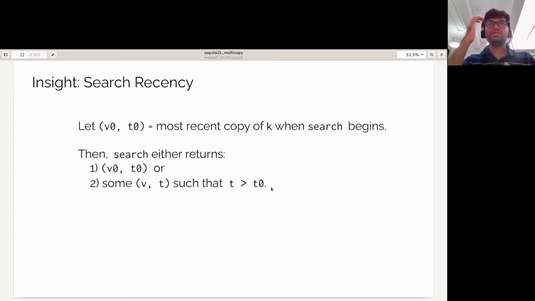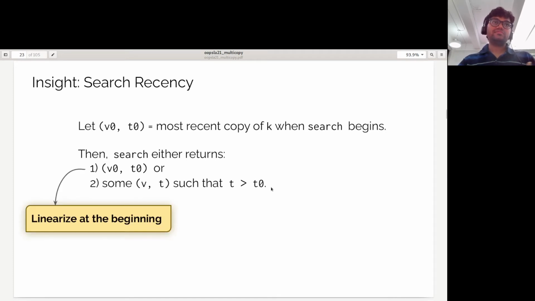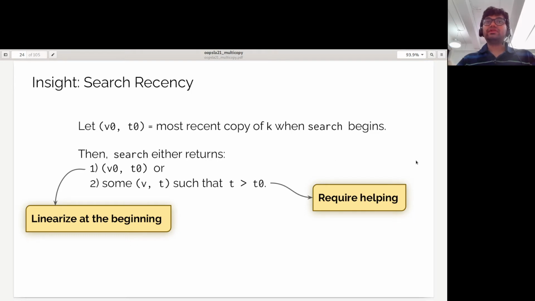This property is called search recency, because essentially it says that search returns something which is at least as recent as what it started with. In the first case, the strategy is to linearize at the beginning, as we saw with the example. The second case is where the proof is complicated, and the search operation needs to be linearized by the upsert operation. This phenomenon is called helping.